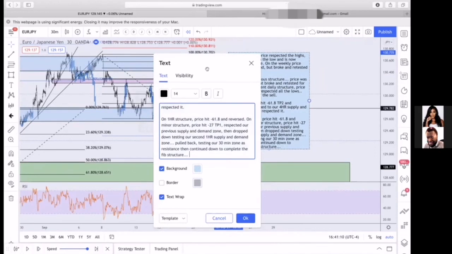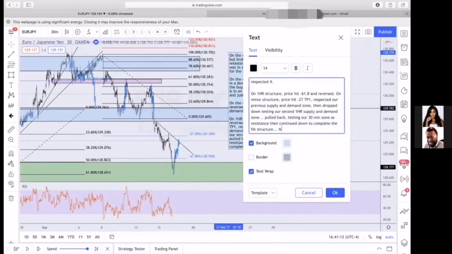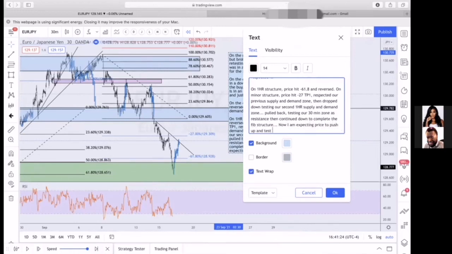Now what you're going to do is write your expectation. You just write wherever you have price going next. So now I am expecting price to push up and test our 30-minute trend line. And that's it.